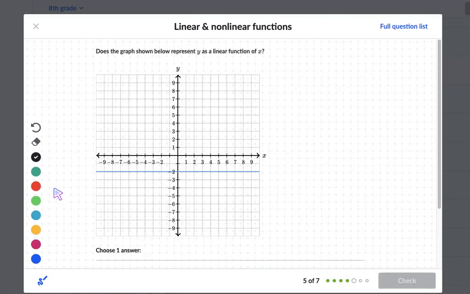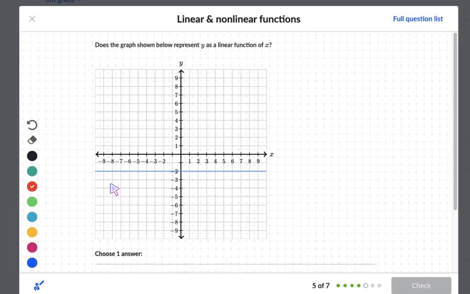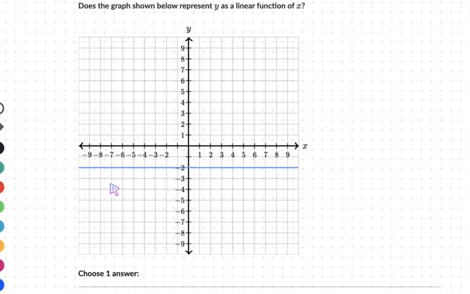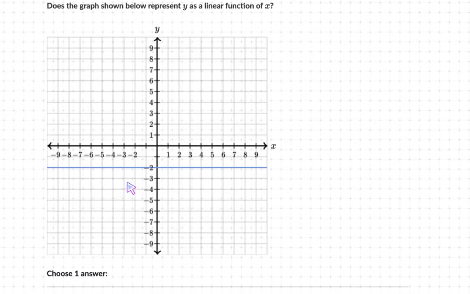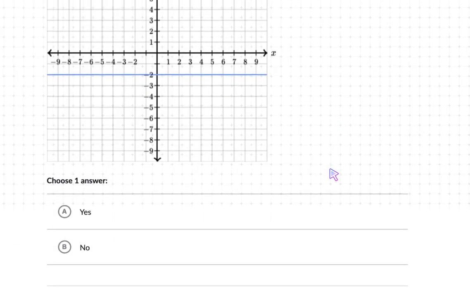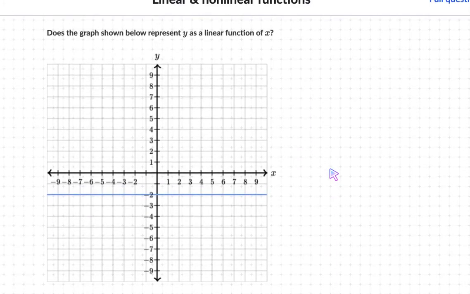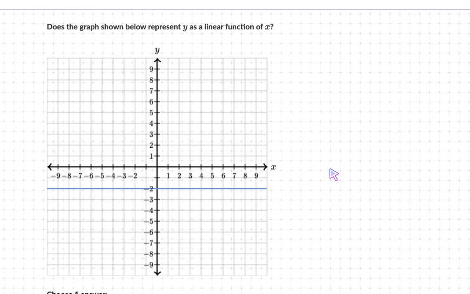All right, let's move over to some examples so that we can practice what we just talked about. In this problem, they want you to figure out, does the graph shown below represent y as a linear function of x? So it's just either a yes or a no. Go ahead and pause the video and try it on your own first.